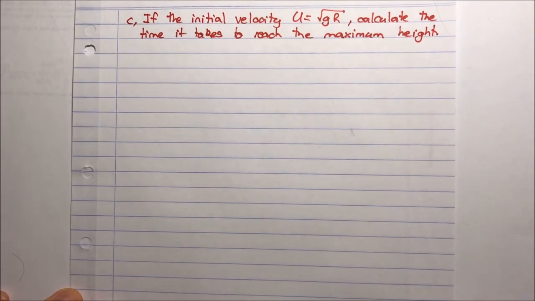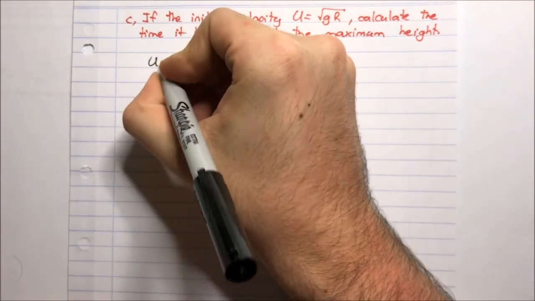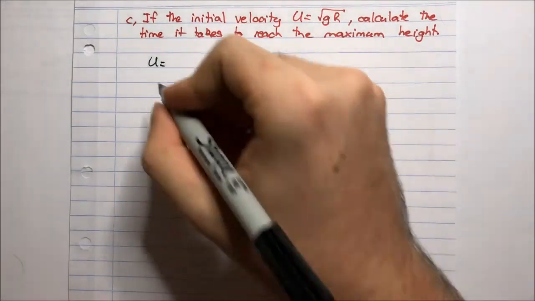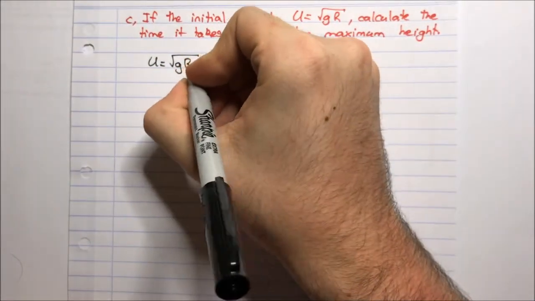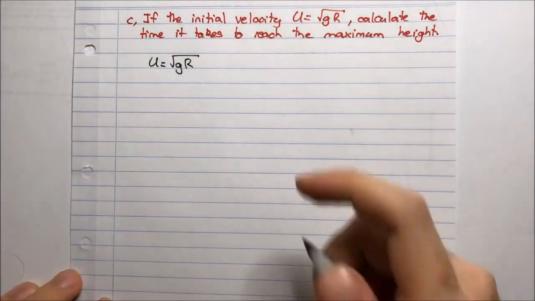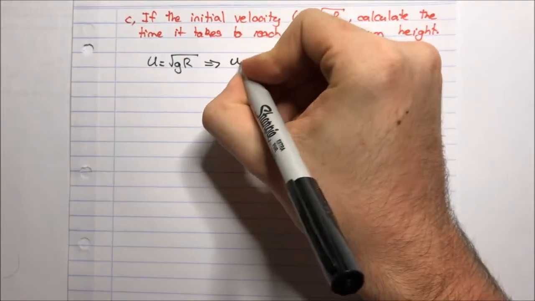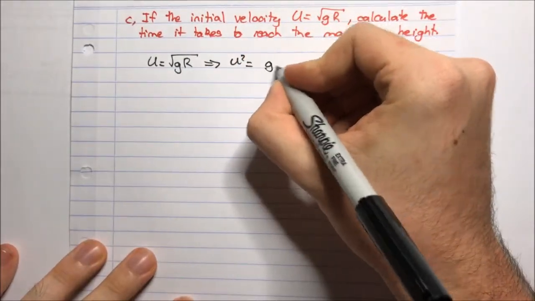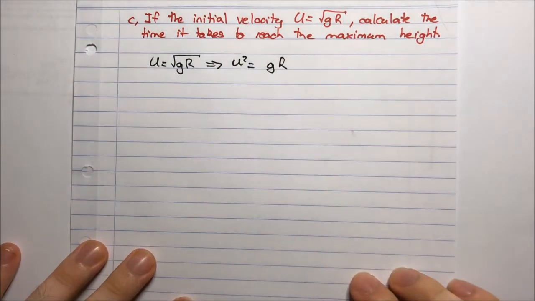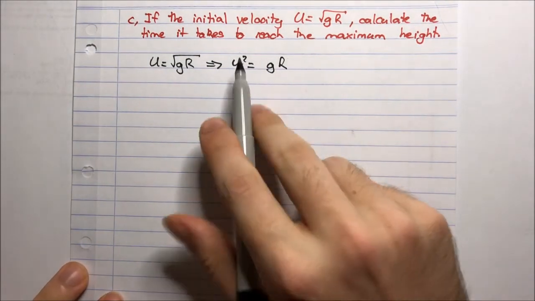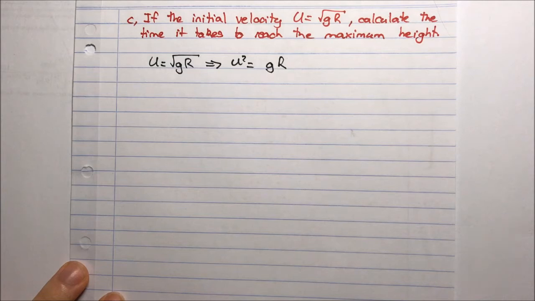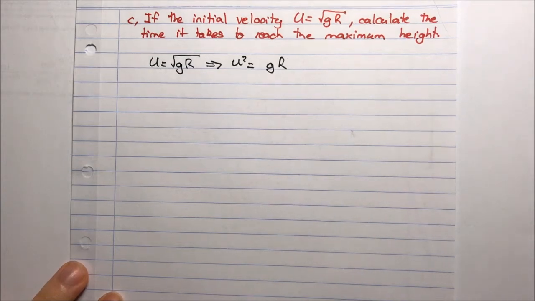Part C. If the initial velocity u equals the square root of gr, calculate the time it takes to reach the maximum height. Okay, so we have u equal to the square root of gr. Great, so that means that u squared is going to be gr, fine.